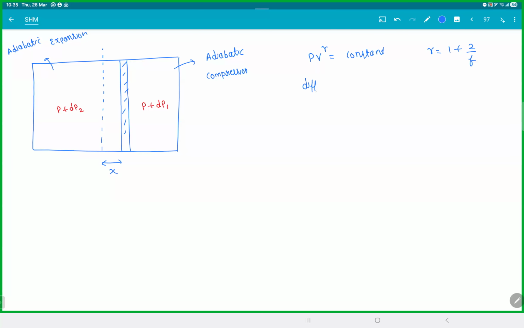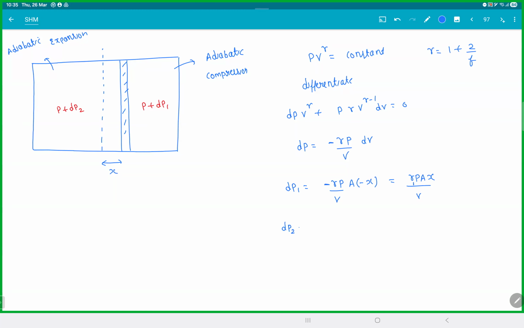Differentiate on both sides. We have done this differentiation multiple times. dP V^gamma plus P gamma V^(gamma minus 1) dV is equal to 0. From here, you end up with dP is equal to minus gamma P by V dV. Right? And that's your dP, the change in pressure. Now, for the first gas, dP1 will be minus gamma P by V dV, where dV is A into minus dx because the volume decreased. So the pressure actually increases, gamma P A x by V.